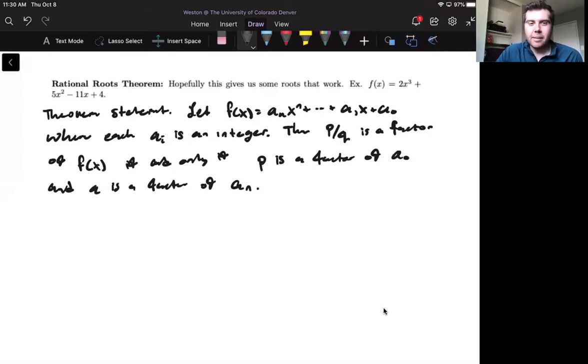So that actually really limits the possible rational numbers that could be roots of our function. So remember, a rational number is just something that looks like a fraction, like p over q, where p and q are integers. Also, all integers are rational numbers because you can pick p to be the integer you want and q to be 1.